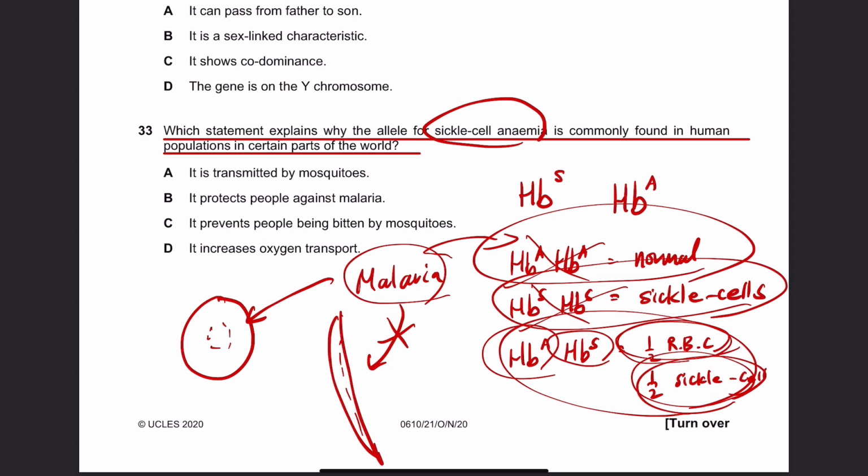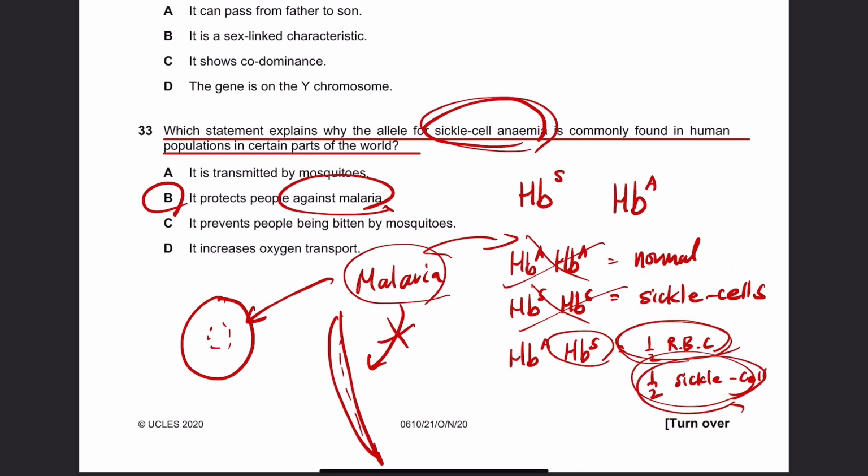So they get protected against it, actually. They're against the malaria. So people with the sickle cell anemia gene, like half of them, get protected against the malaria, and that's the answer for number 33. Okay.